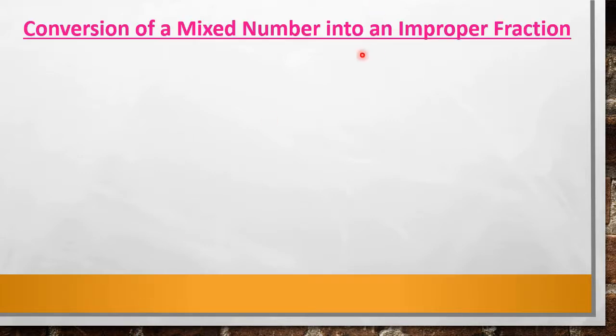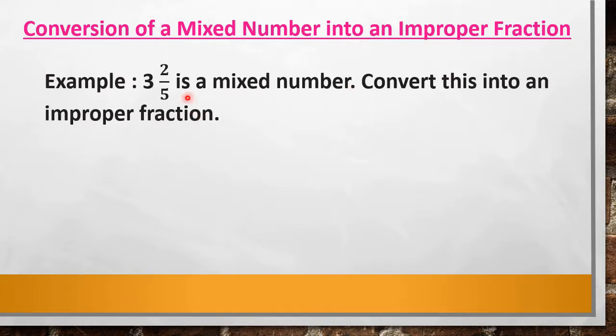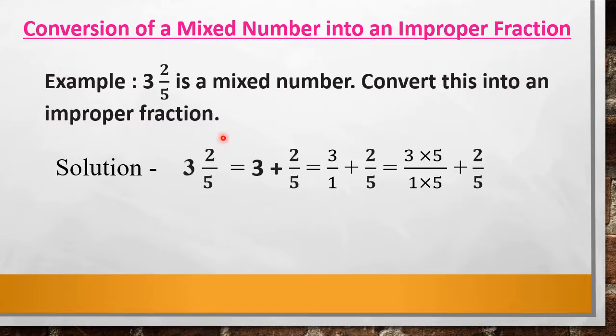Next is conversion of a mixed number into an improper fraction. Let's see one example. 3 and 2 by 5 is a mixed number. Convert this into an improper fraction. Let's see the solution. 3 and 2 by 5, we will write like this: 3 plus 2 by 5. See here, only 3 is written. When a number doesn't have any denominator, that means the denominator is 1. So, we will write like this.